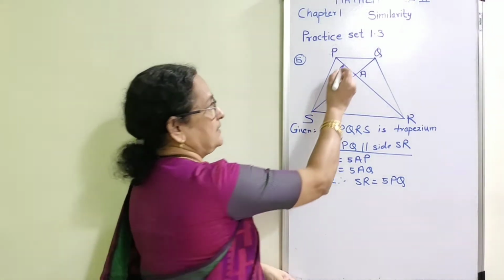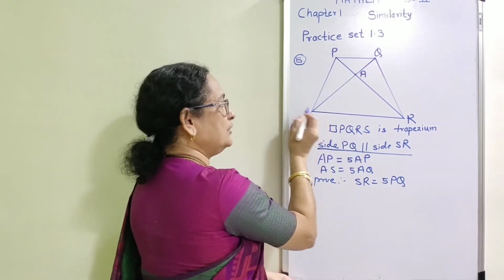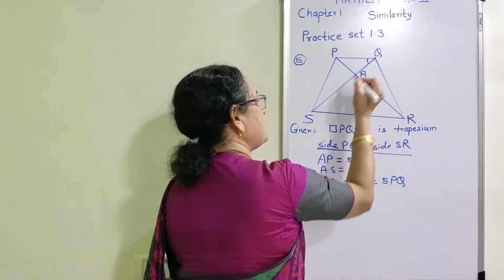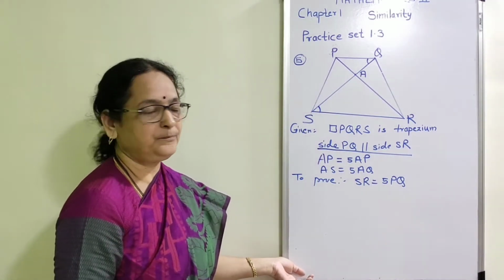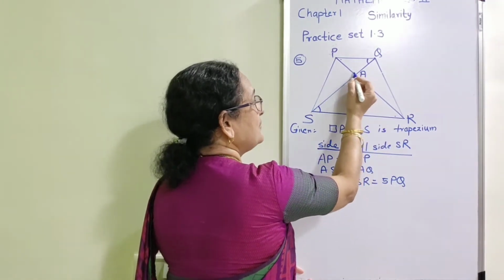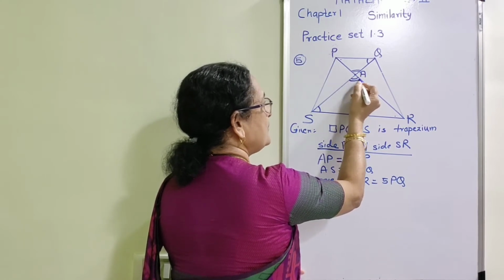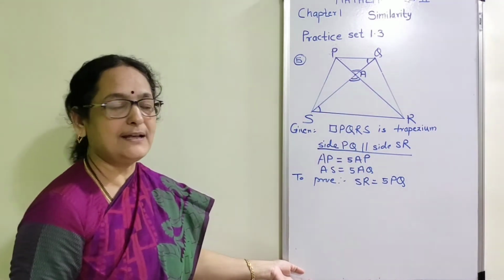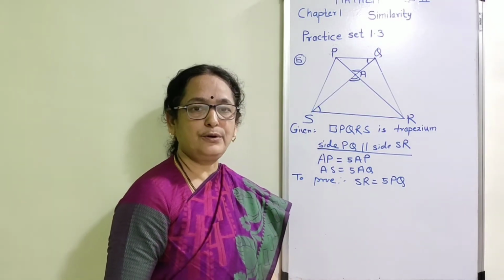Now if I have considered that side PQ is parallel to side SR, and if I have taken QS as the transversal, then since the sides are parallel, these two alternate angles must be congruent to each other. I also have another pair of alternate angles, but instead of that I will take these vertically opposite angles. In 9th standard we have studied an important theorem related to two lines intersecting each other: a pair of vertical angles are always congruent to each other.